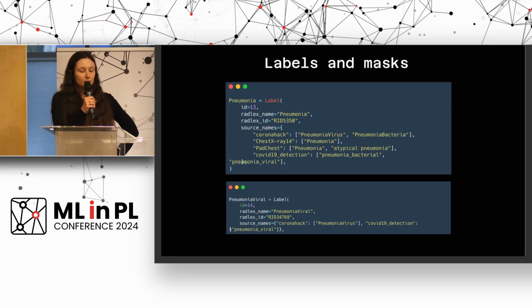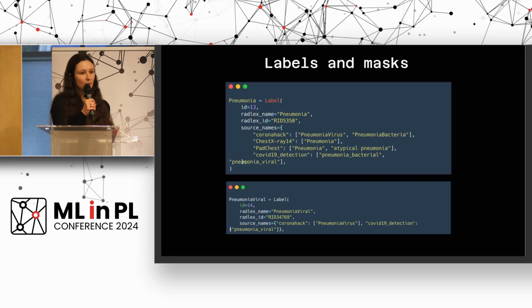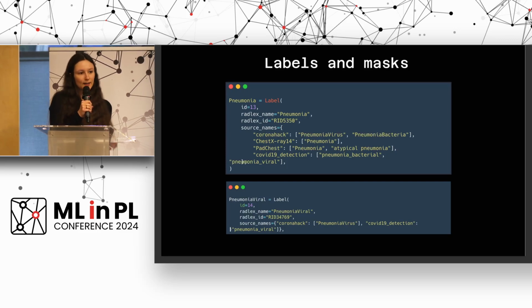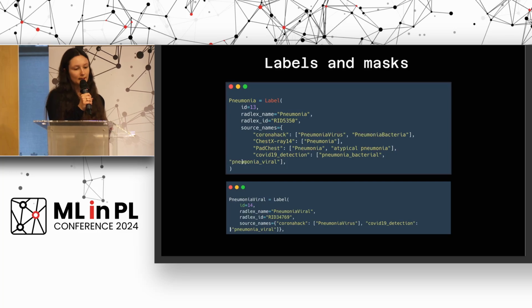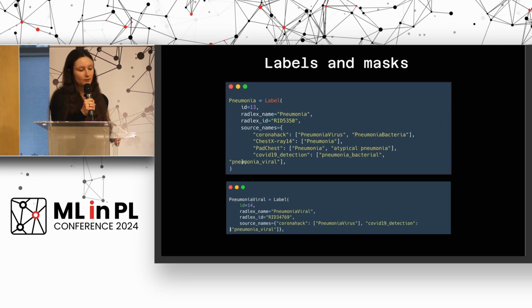So here we have a pneumonia dataset, which originally had two labels, bacterial pneumonia and viral pneumonia. And in RadLex, we could find a RadLex ID for pneumonia viral, but there was no such precise label for bacterial pneumonia. So we solved it by converting this problem to multi-label classification, where pneumonia viral was assigned two labels, pneumonia viral and pneumonia. And pneumonia bacterial received only one label, pneumonia.